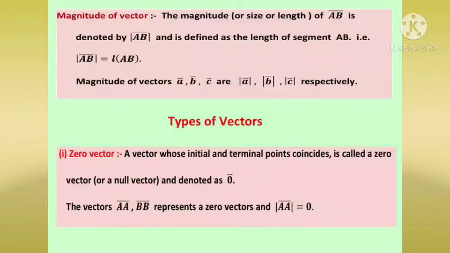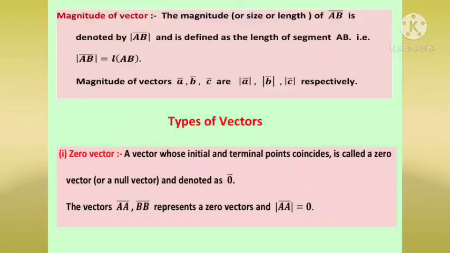Now in this slide what we are going to see is the magnitude of a vector. Magnitude means the size or length of the vector AB bar. It is defined as the length of segment AB. So magnitude is denoted by modulus of AB bar, and that is the length of the segment AB. If you are using the small letters a bar, b bar, c bar, then the magnitude is denoted by modulus of a bar, modulus of b bar and modulus of c bar respectively. So clearly magnitude means the length of the vector. Okay, clear?